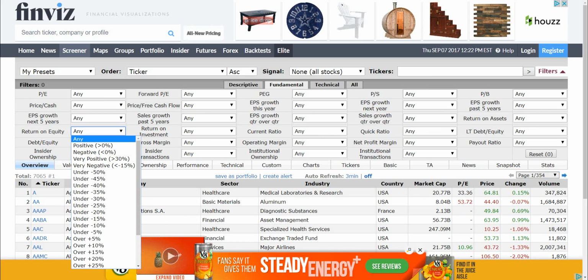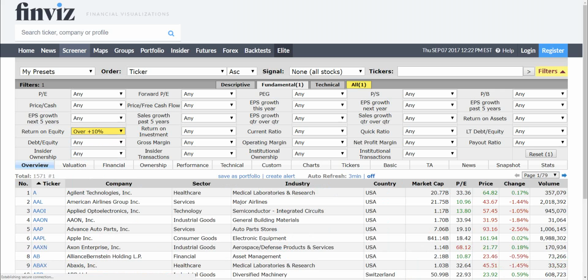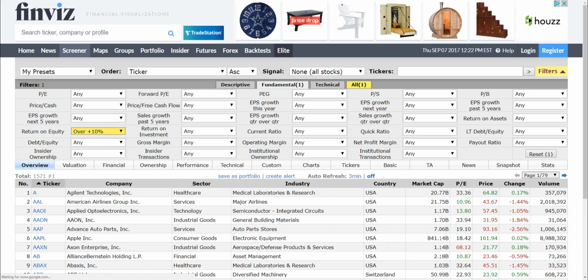And that's okay. Do what you got to do. But what we're going to do is return on equity. I like to look for stocks that are over 10%. And what that's going to do is basically reduce my total stock searches from over 7,000 to about 1,500. But I'm not done right there.